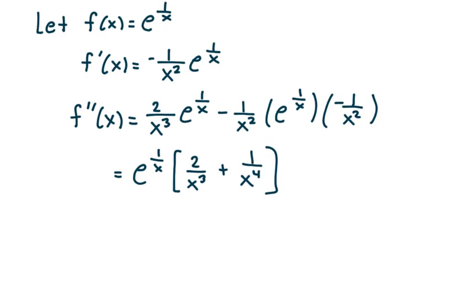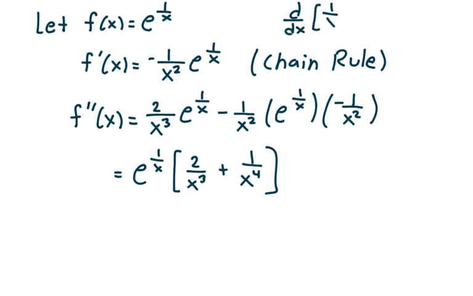So what I'm going to do is let f of x equal e to the 1 over x. F prime of x is equal to negative 1 over x squared e to the 1 over x. And remember, that's just the chain rule. Do not forget that the derivative of 1 over x with respect to x is negative 1 over x squared.